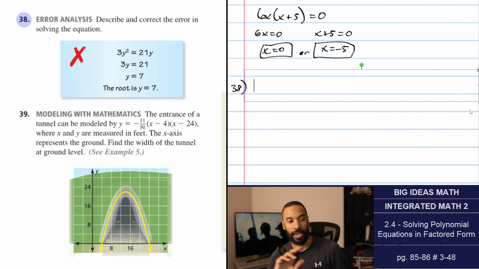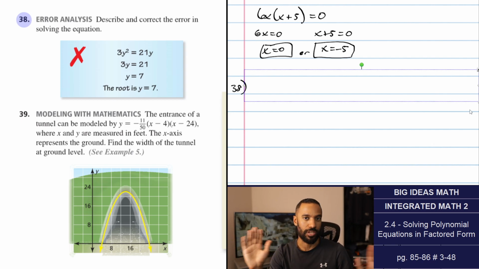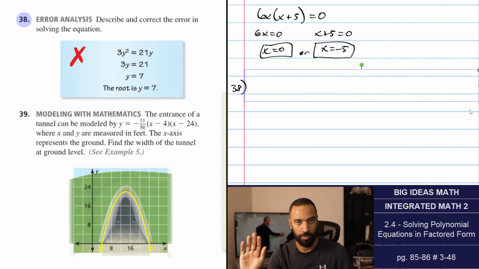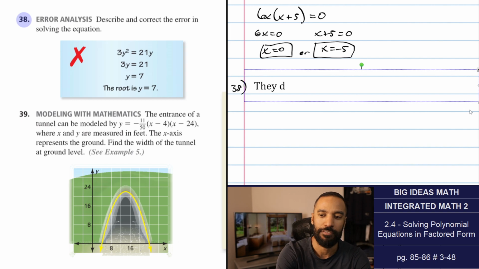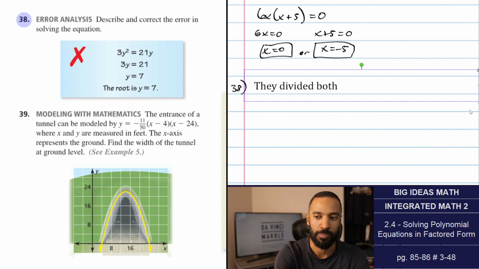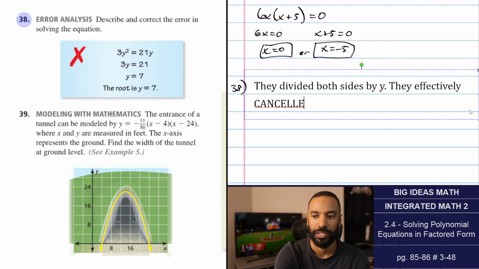This goes right back to what I mentioned. You could divide both sides by 3 at some point. That doesn't affect your solutions. You'll be doing it at some point anyway when you factor. But this is why we factor out variables, not divide them. They divided both sides by y. They effectively canceled out one of their solutions.